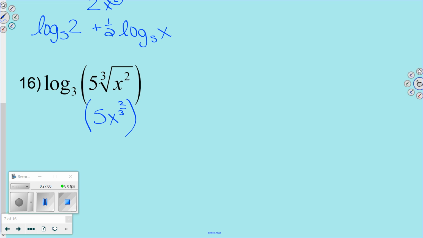All right, how many times do you write the word log? Twice. I have a 5 and I have the x. So I have log base 3 of 5. They're being multiplied, so plus. Exponent goes out in front, so 2/3 log base 3 of x. 3 to some power equals 5? No. So I'm done.